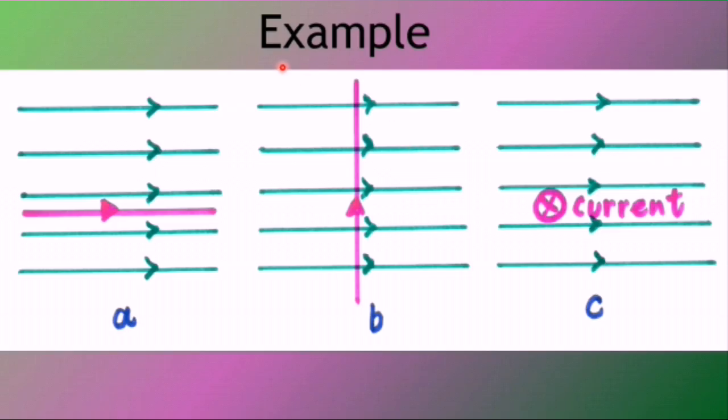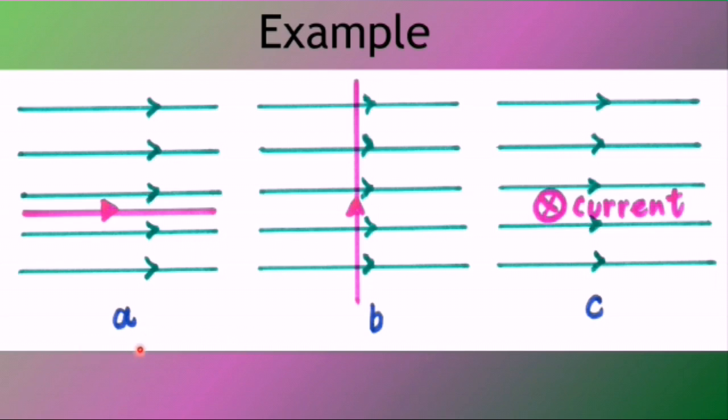Now let's take an example. These green lines indicate the magnetic field and this purple line shows different directions of current through this field. And we have to investigate whether there will be a force acting on this conductor or not in these three cases, A, B and C.